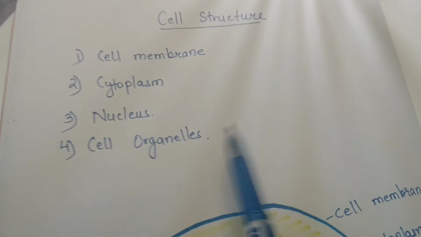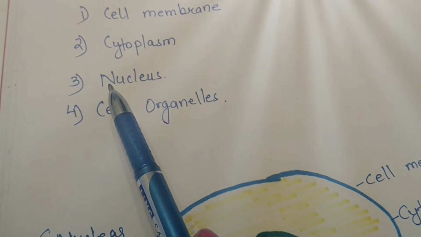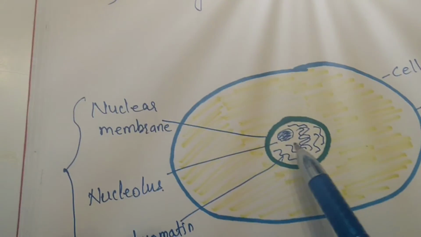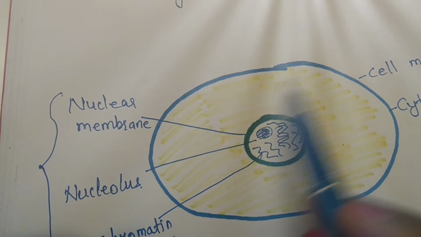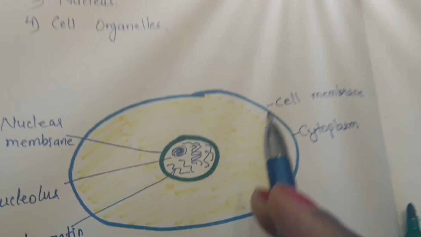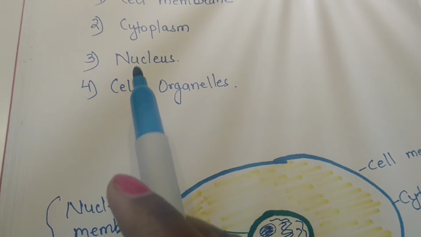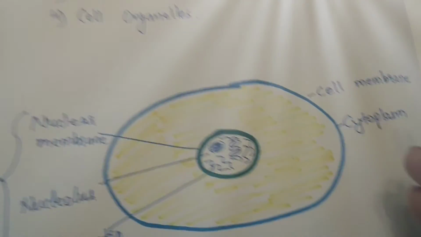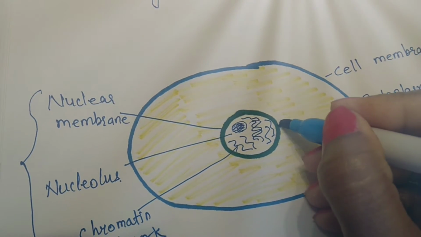So you can see the third component of the cell is nucleus. Now this nucleus can be central in some cells or can be peripheral in some cells depending on the type of cell. So apart from this, what you can see is the cell organelles are present in the cell. There are different types of cell organelles which are present in the cell.